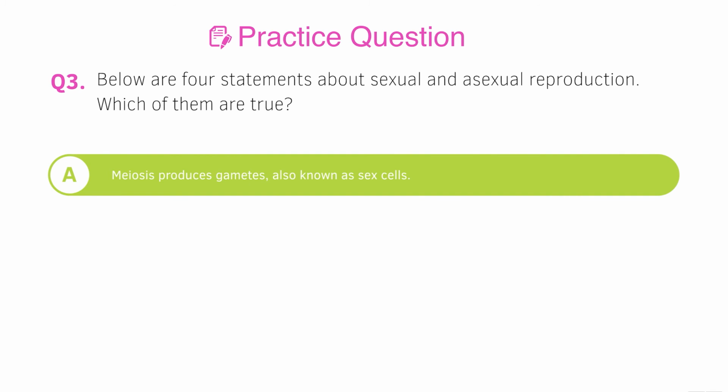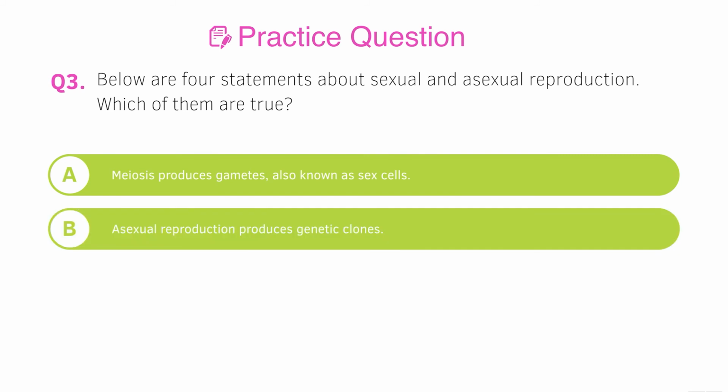So, meiosis produces gametes, also known as sex cells. Yes, we know that. We know that meiosis produces 4 daughter cells, as we will see in the next tutorial, and these are gametes. Asexual reproduction produces genetic clones, so this is also true. Asexual reproduction occurs by mitosis. We know that we get genetically identical daughter cells because they're all from one parent cell. There's no mixing of genetic information.